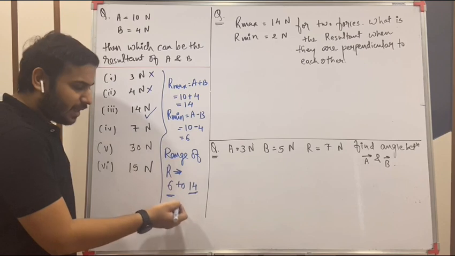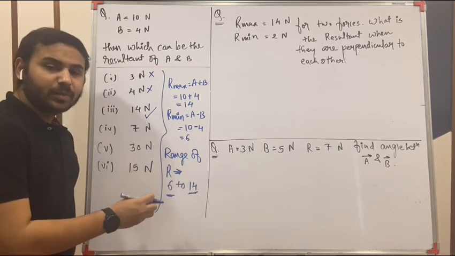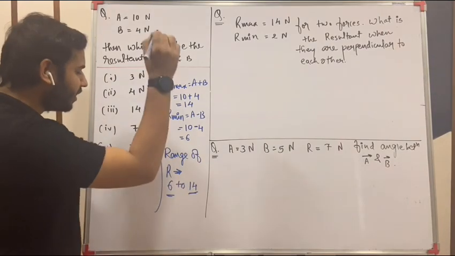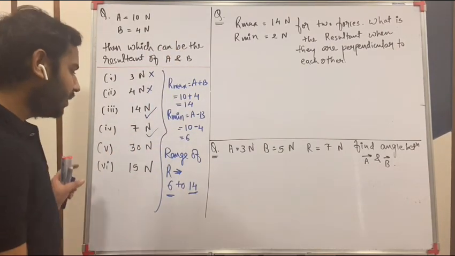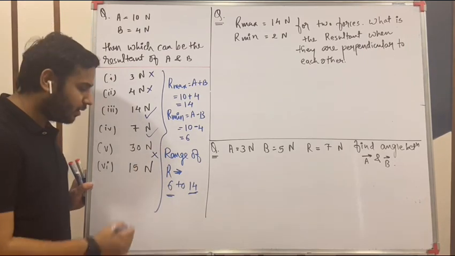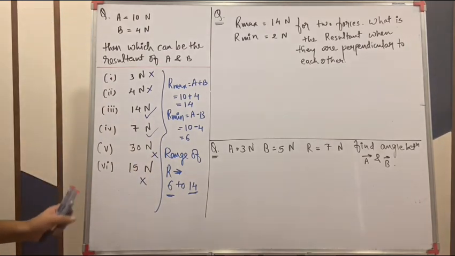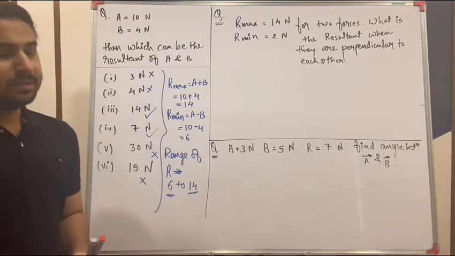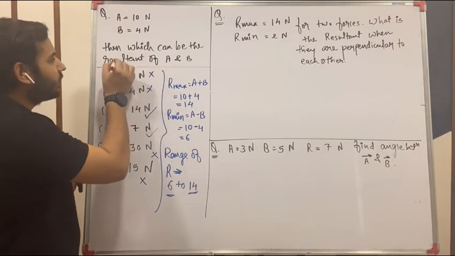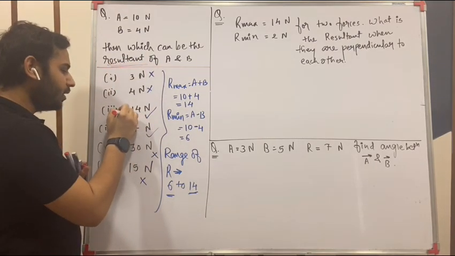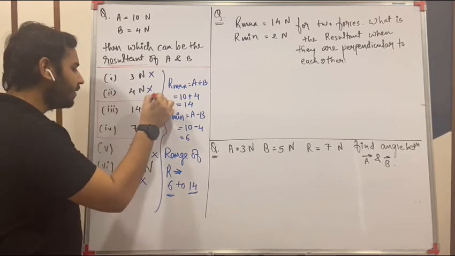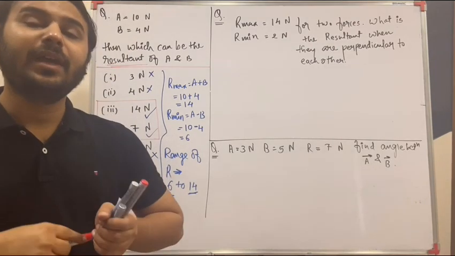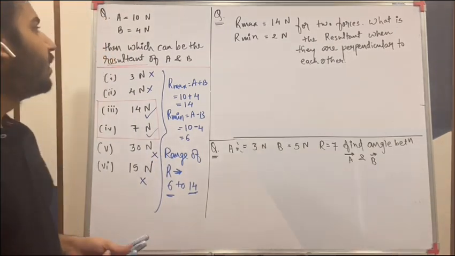7. Okay, 7 is lying between 6 to 14. Any number within 6 and 14, including them, is acceptable. So 7 is also acceptable. Now 30 Newton is not acceptable because it is greater than 14. 15 Newton is not acceptable. So in this particular question, the answer could be a resultant force of only 14 Newton and 7 Newton. These are the possible answers, right? The answers which are lying between R max and R minimum.